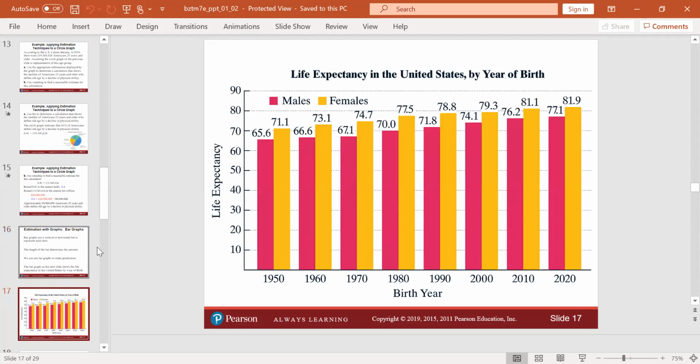Bar graphs are also useful. Can you use them for estimation? Sure. This bar graph is interesting. This is life expectancy in the United States by the year you were born. So those born in 1950, on average, males will live to 65.6 years of age. Females will live to 71.1 years of age.